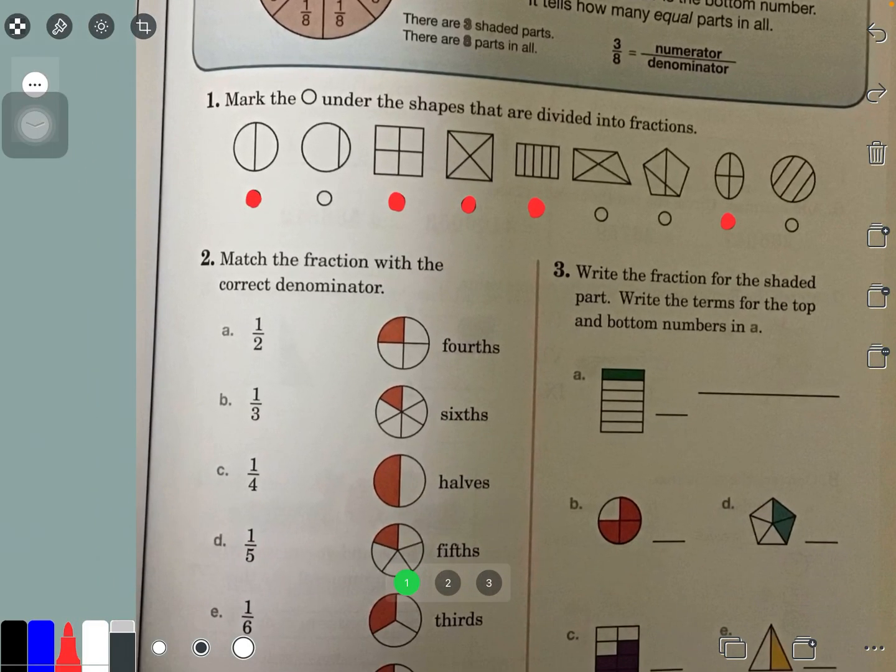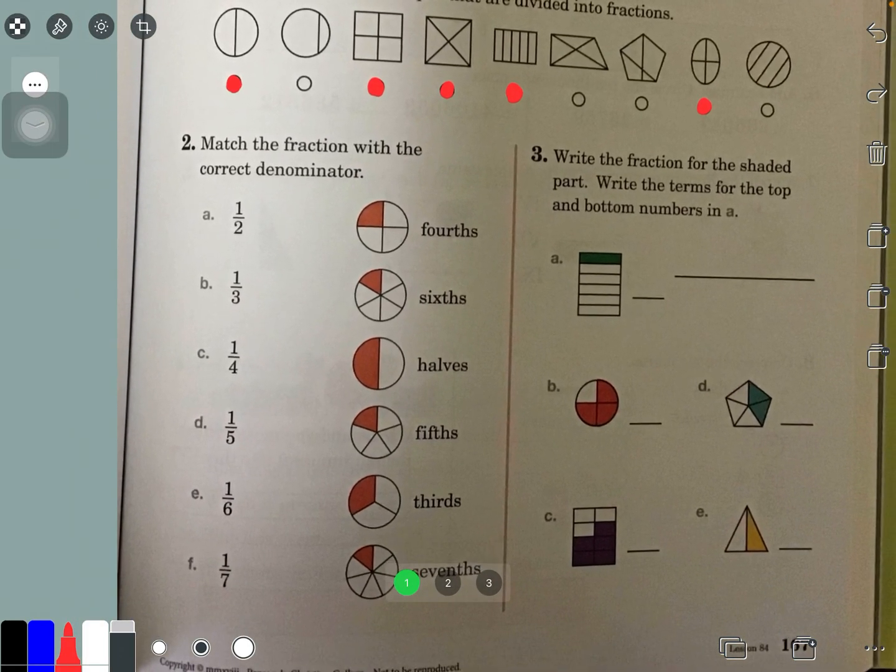Now, number 2, we are going to match the fraction with its correct denominator. Remember, the denominator is the bottom number. So 1/2 will go here. 1/3 will go here. I hope you catch this. I reckon you probably did some of this in 2nd grade. Go ahead and fill out C, D, E, F on your own. You can pause the video if you need to and then unpause it so we can compare work.